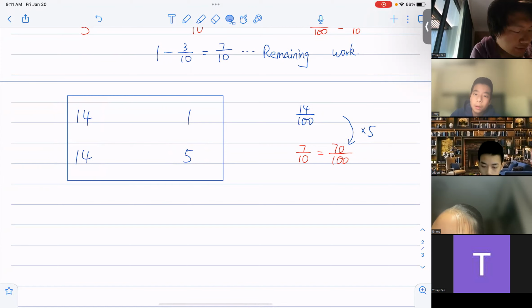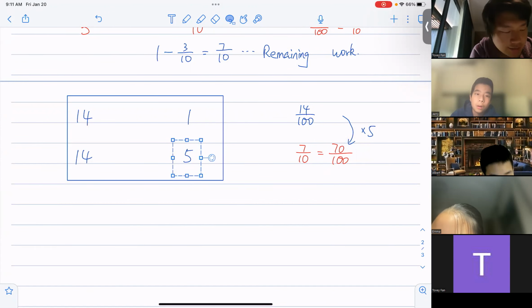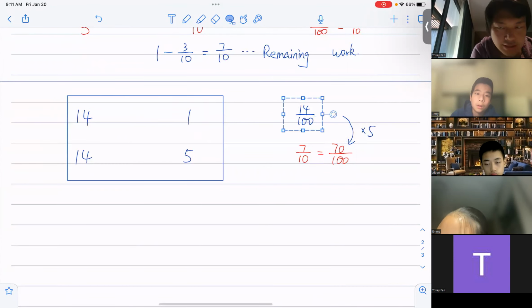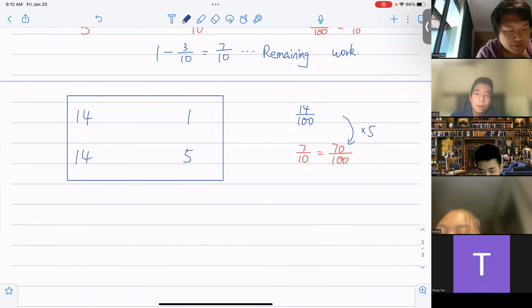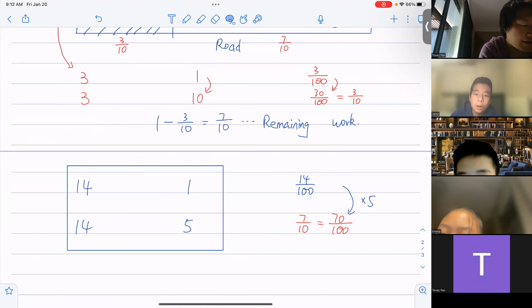Then based on this 5, you will see that the remaining work is 70 out of 100, right? You only have 5 days to finish that. So in 1 day, you have to finish 14 out of 100. That means you need 14 people, because one person can only do 1 out of 100. And that means you need 11 more people. Okay. So there are many ways to ask the same type of question. You always just need to make this table and find out the missing value.